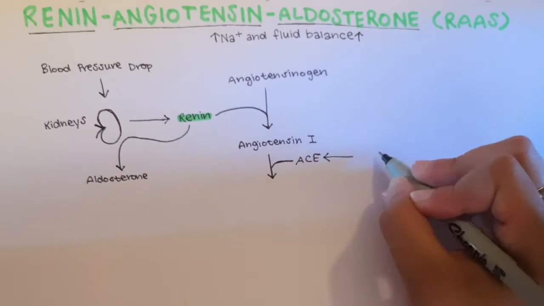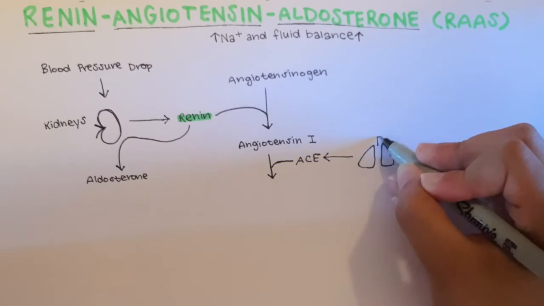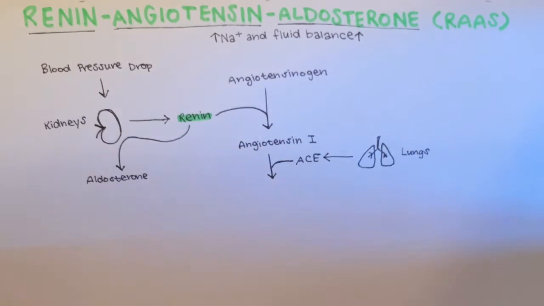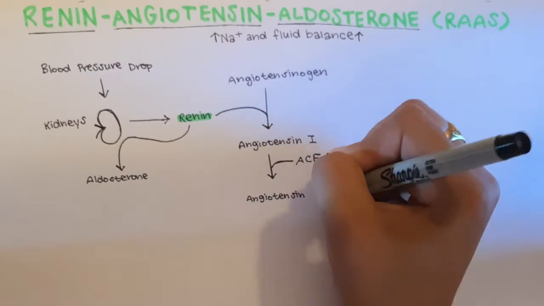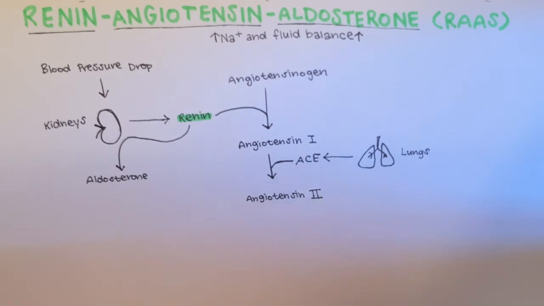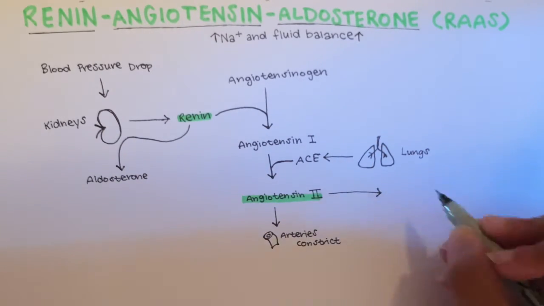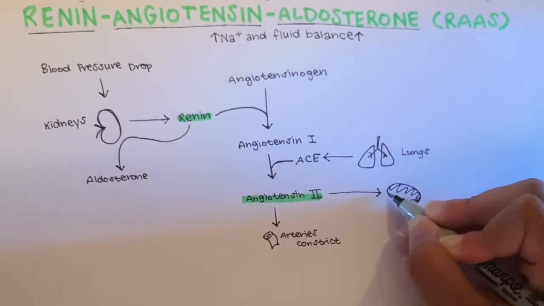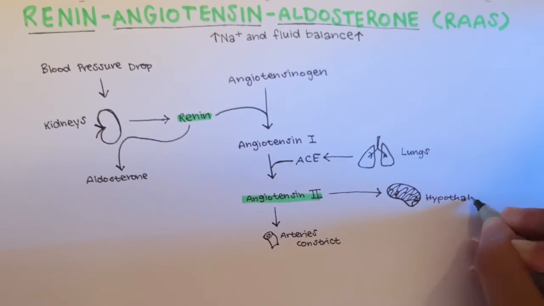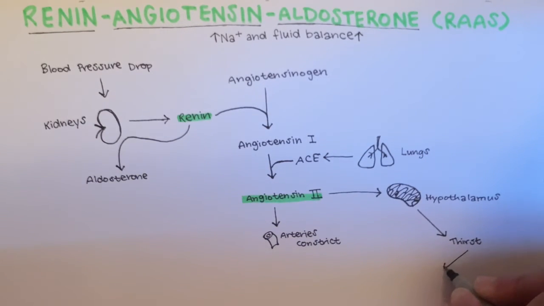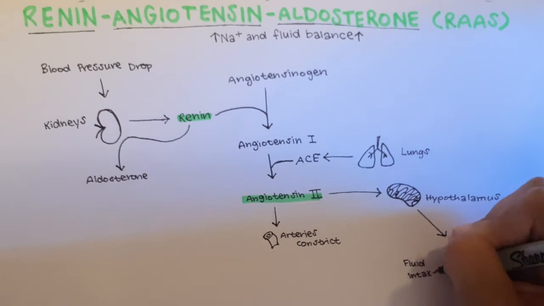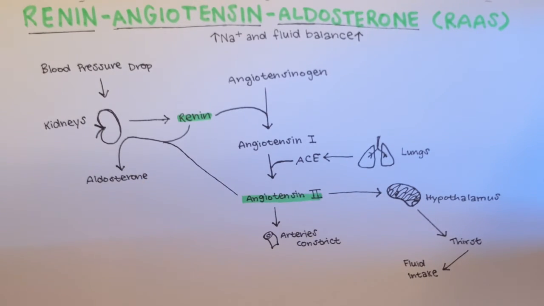Angiotensin-1 is hydrolyzed, this time by angiotensin-converting enzyme, or ACE, from the lungs, creating angiotensin-2, an active protein with many functions, such as vasoconstriction or tightening of the arteries, stimulation of the hypothalamic thirst center, which increases thirst and therefore fluid intake, and stimulation of aldosterone release.